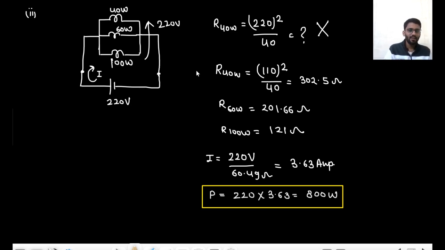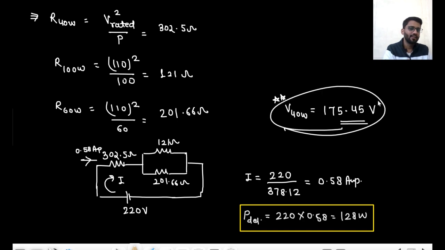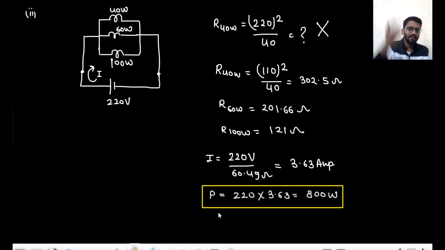In the previous case, what did we see? Only the 40 watt was having more voltage. These two are having less voltage. So they would give you dim light and this has chances to burn out. But in this case, if they are connected in parallel, all of them have chances to burn out, and if they are very good bulbs, then they can give you much brighter light. Okay. Let's move on to the next problem.